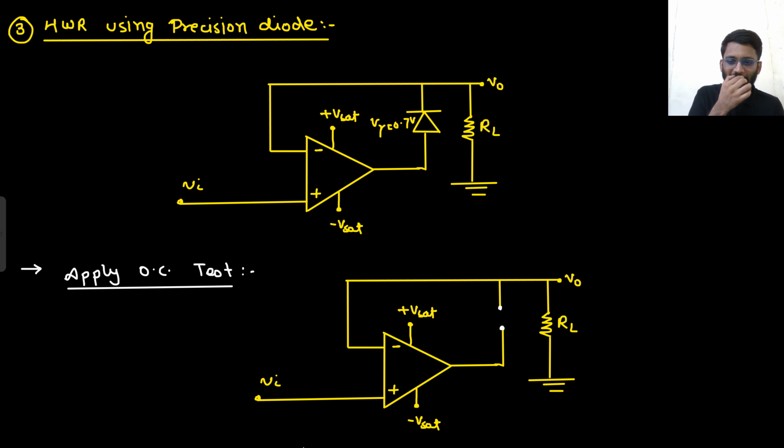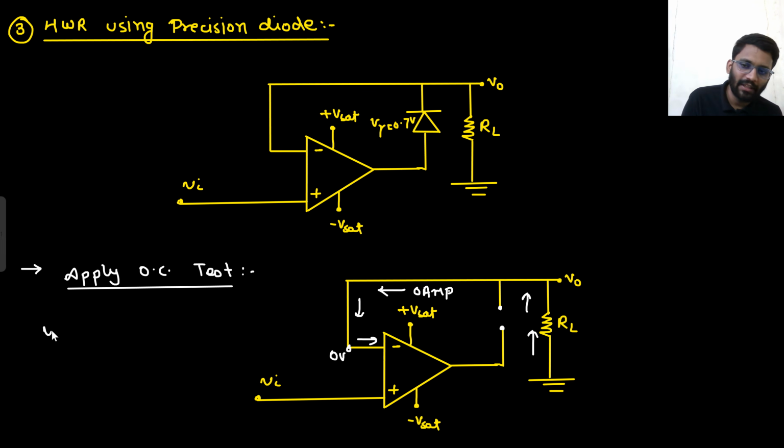So this open circuit test we are applying. Now tell me, what is the current here? 0 ampere, right? The same 0 ampere current will be flowing here as well. Since there is 0 ampere current, there is 0 voltage drop across this RL. So this 0 will travel and reach here. If you are applying the open circuit test, this node is at 0 potential, and this node is at V in.